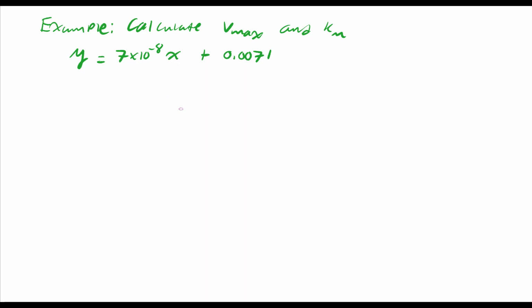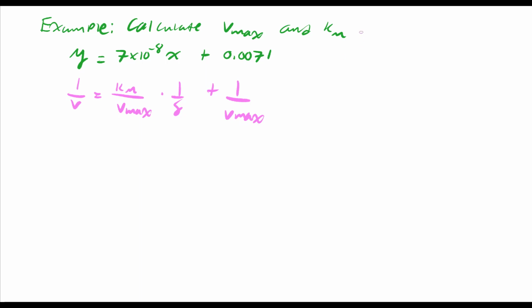All you have to do is convert the equation into the Lineweaver-Burk equation, okay? So we have that 1 over V is equal to what? It's equal to Km over Vmax times 1 over S plus 1 over Vmax. That's all there is.